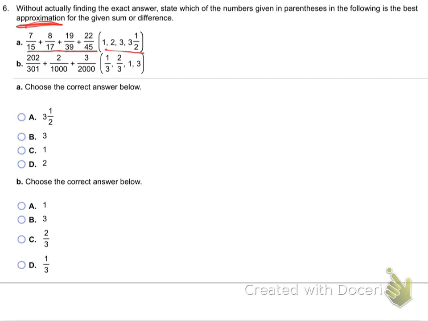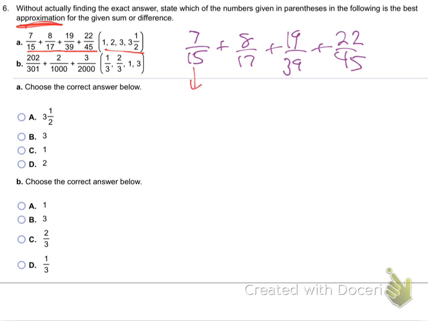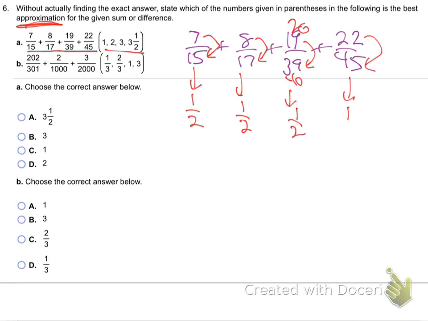Well, what I suggest, let me write them over here. 7/15ths, 8/17ths, 19/39ths, and 22/45ths, just estimate about what it is. So 7/15ths, isn't that about a half, right? If I said 7 out of 15 people got an A on the exam, that's about half the class. How about 8 out of 17? That's also just about a half. 19 out of 39, that's like 20 out of 40. It's about a half again. And 22 out of 45, they're all about a half.